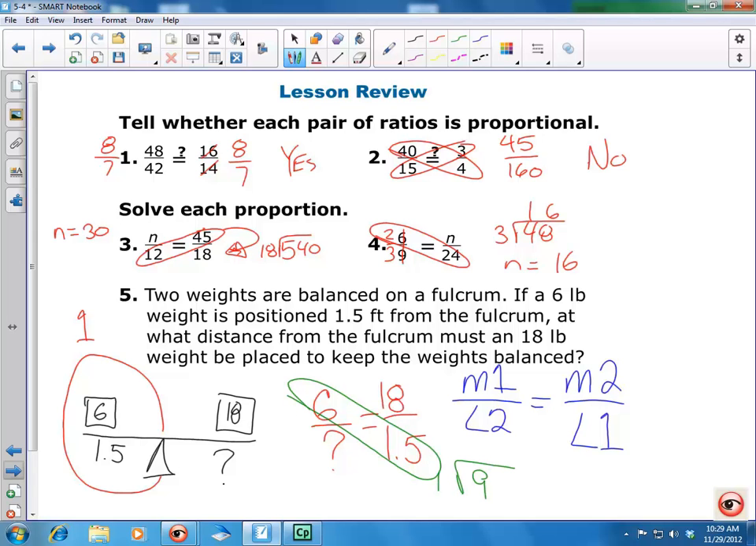What is 9 divided by 18 going to give me? It's going to be 0.5. It's going to give us half. Okay, so the distance from the fulcrum right here over to the weight is going to be half a foot. That's it. All right, questions on that? No?